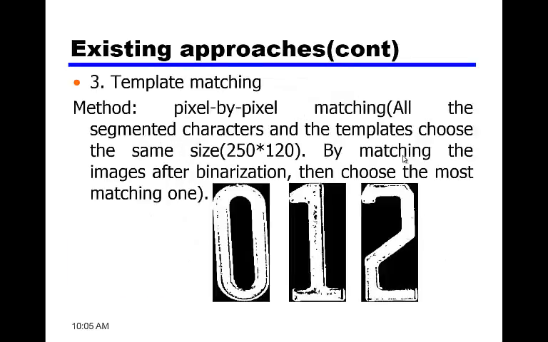The third one is template matching. The method I choose is pixel by pixel. All my segmented characters and the templates have the same size. I binarize them, so they just have two values for each pixel. By matching the images, every pixel has just two values, and then with the whole matching of each pixel to the template binary, I choose the biggest matching one, the closest template in my library. The results might be different, but if they are the same, they will match, because they contain the same information.